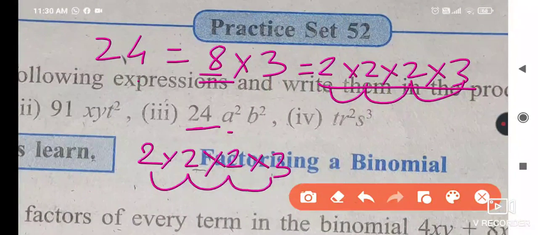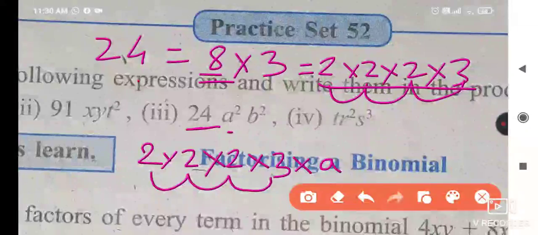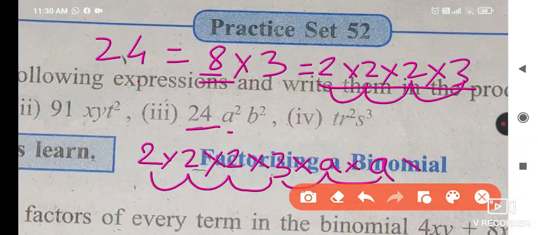Now a square is here. A square means we have to write a two times, a into a. And then b square, b we have to write two times. So here it is the factorization of 24 a square b square. This is the monomial.